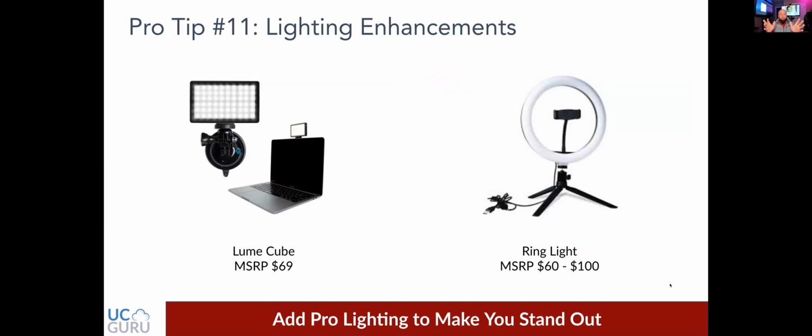Also, the popular tool that a lot of people are getting on Amazon is ring lights. Ring lights typically are about $60 to $100, depending on which one you use. And the ring light can go directly behind your monitor, and it's height adjustable. It even works with an iPhone or an Android.